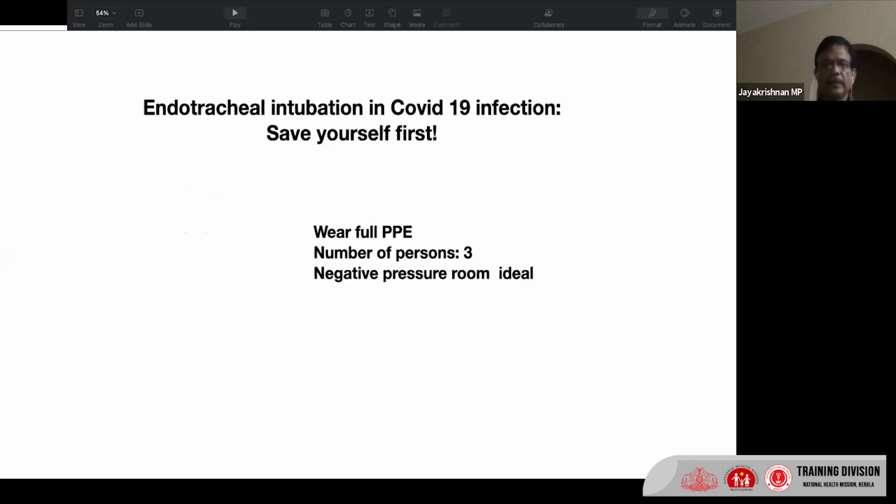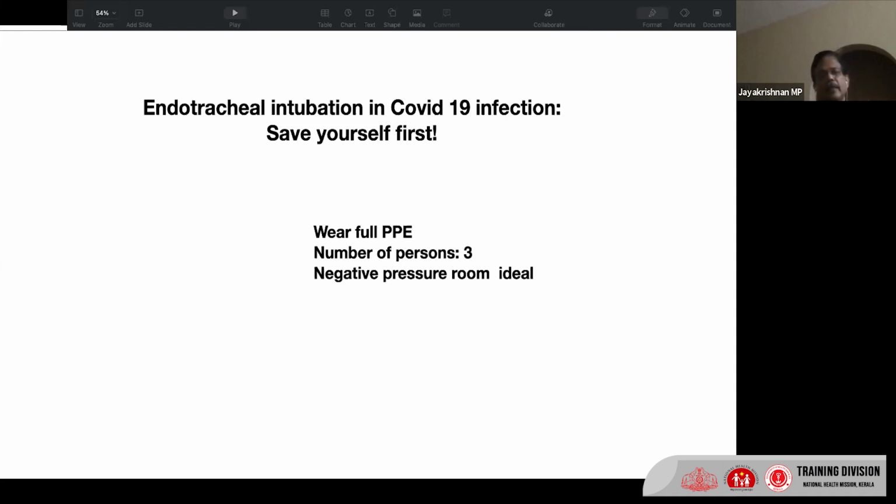And endotracheal intubation is even more risky in COVID because, again, that can create a lot of aerosols and that can potentially infect the healthcare personnel. There's nothing called an emergency. In a pandemic, suppose a child is in cardiac arrest, you would rather wear the PPE and then go and start CPR, because you have to save yourself.